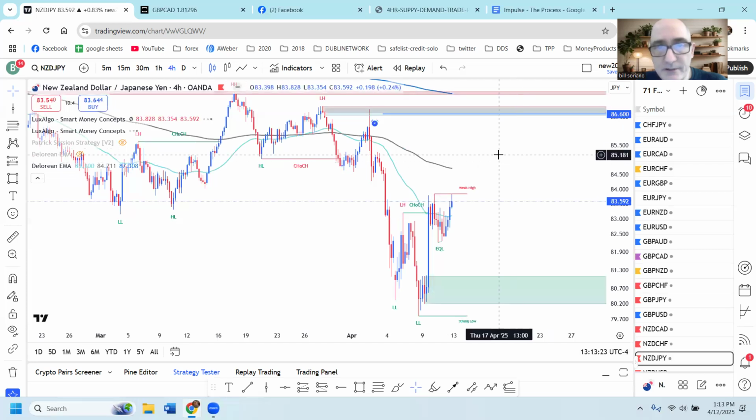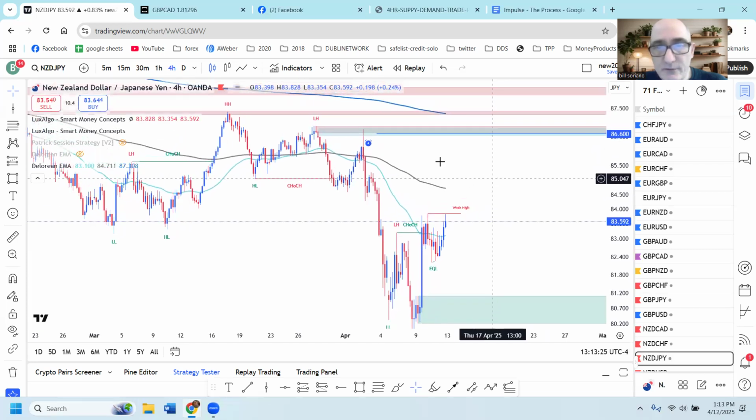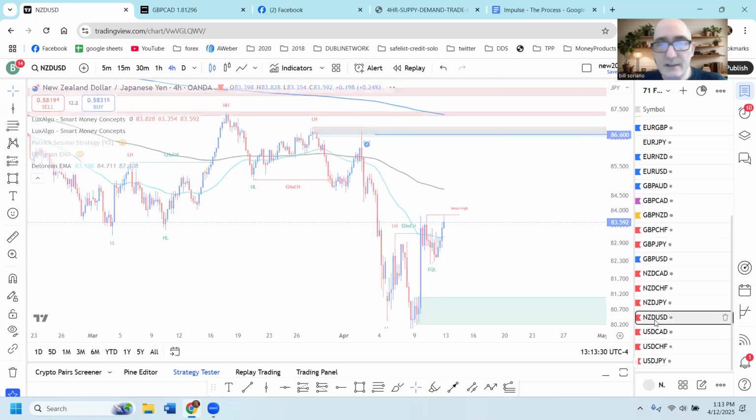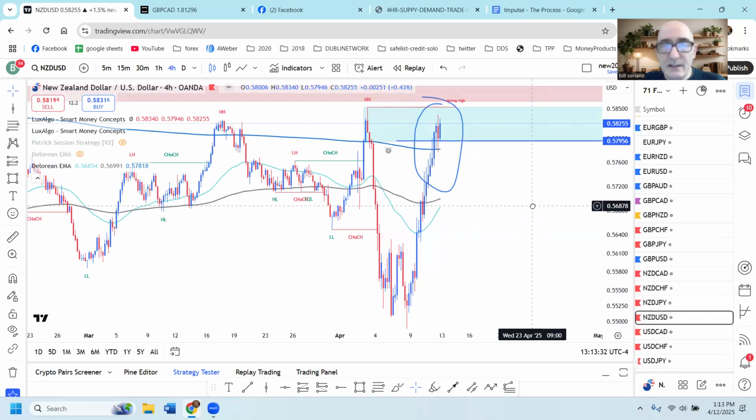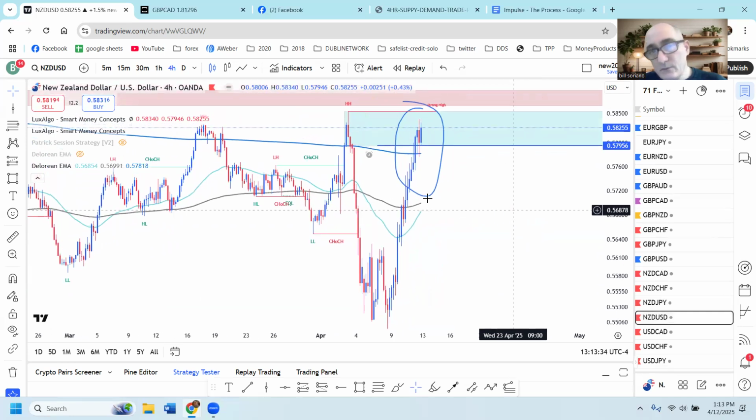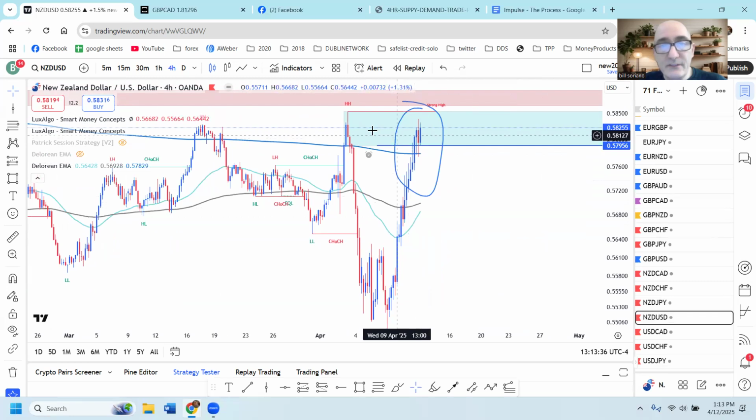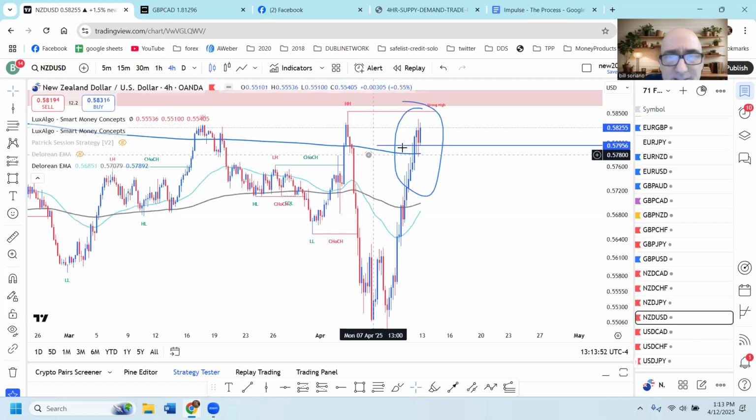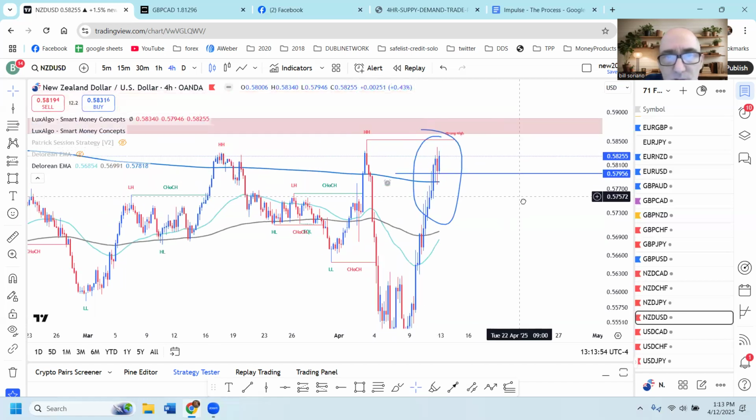NZD-JPY is also bearish, and we're waiting for this zone right here to get hit. That's where our alerts are at. NZD-USD, okay, this one was bearish. It moved into this 4-hour. Let me just make sure. Actually, let me just see something. For some reason, that's not a zone.